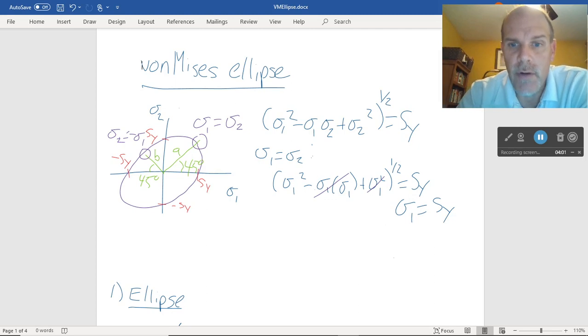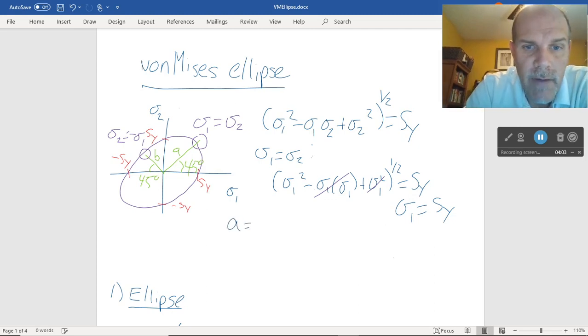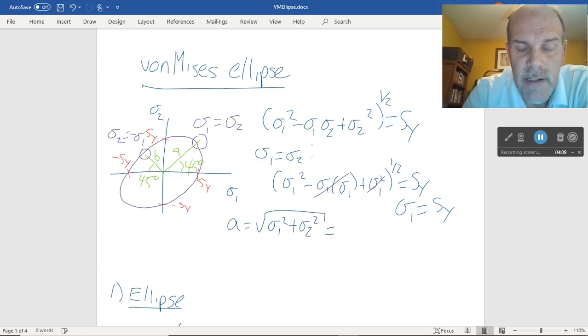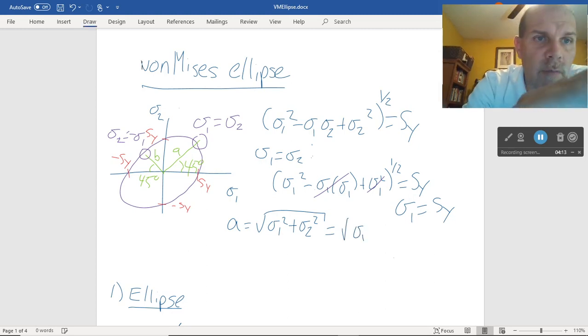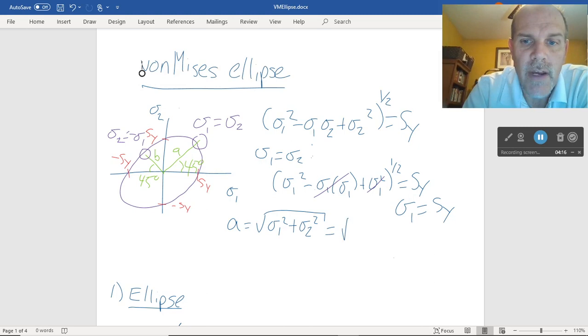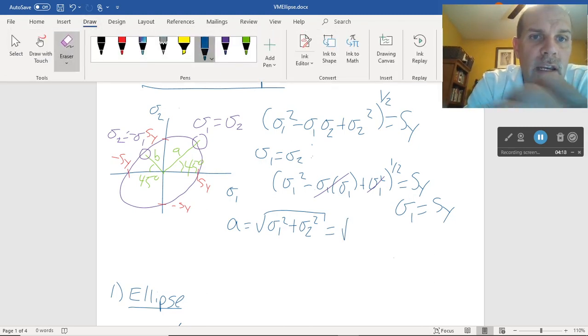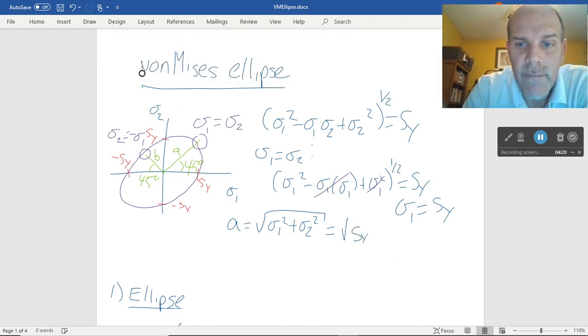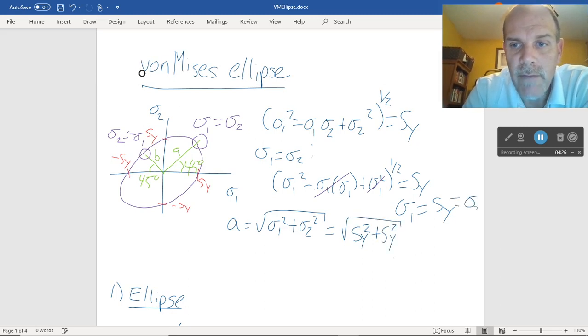So therefore, a has to be equal to the square root of the sigma 1 coordinate squared plus the sigma 2 coordinate squared, right? A is equal to the square root of sigma 1 squared plus sigma 2 squared. Sigma 1 equals sigma 2 equals sy, so it's the square root of yield strength squared plus yield strength squared, again, because sigma 1 equals sy and sigma 1 equals sigma 2, right?